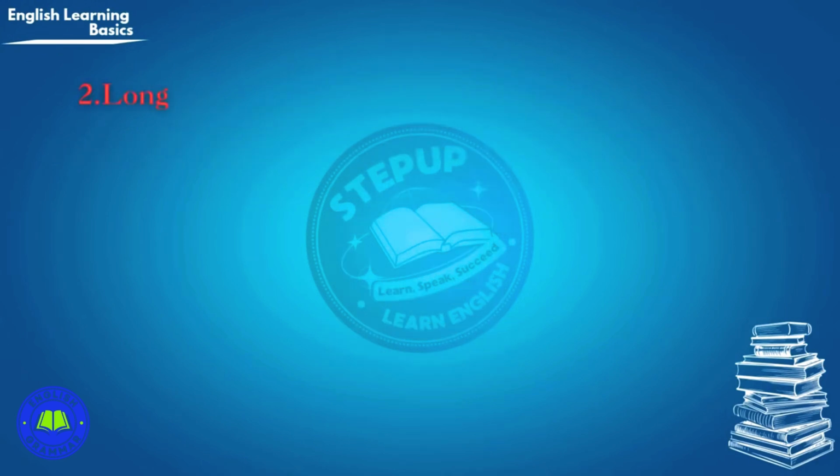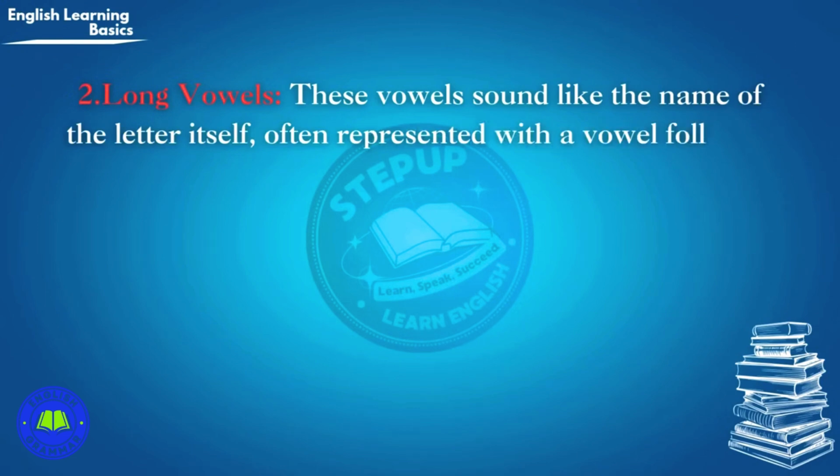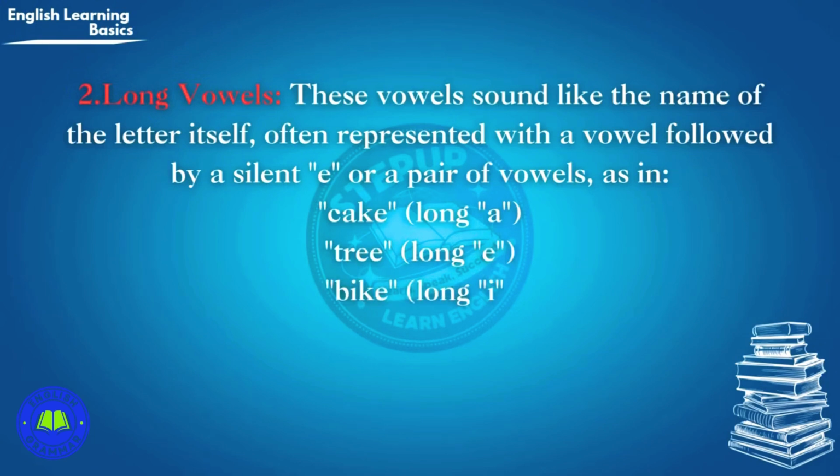2. Long vowels. These vowels sound like the name of the letter itself, often represented with a vowel followed by a silent E or a pair of vowels, as in cake, long A, tree, long E, bike, long I, boat, long O, cube, long U.